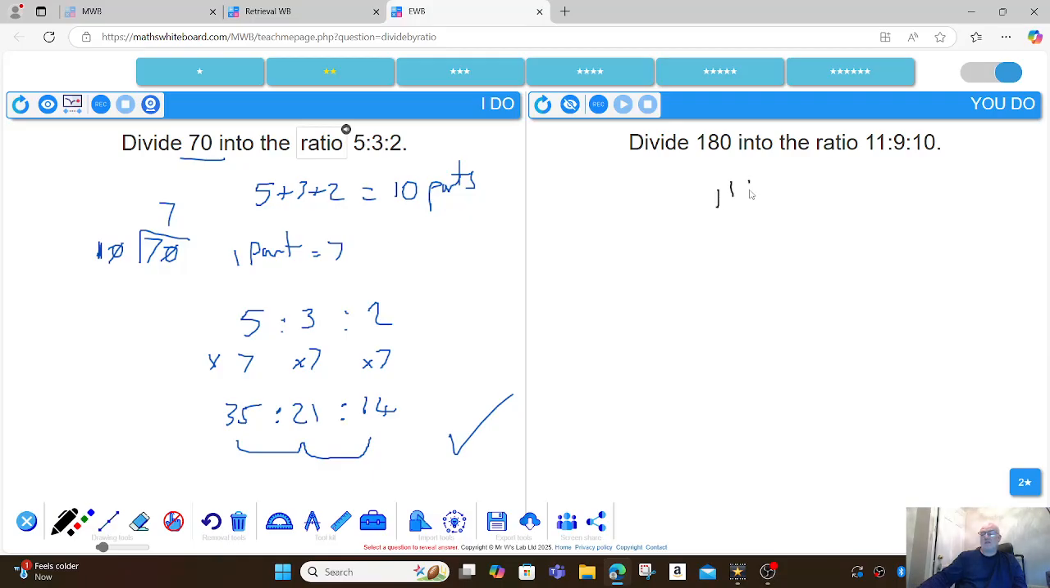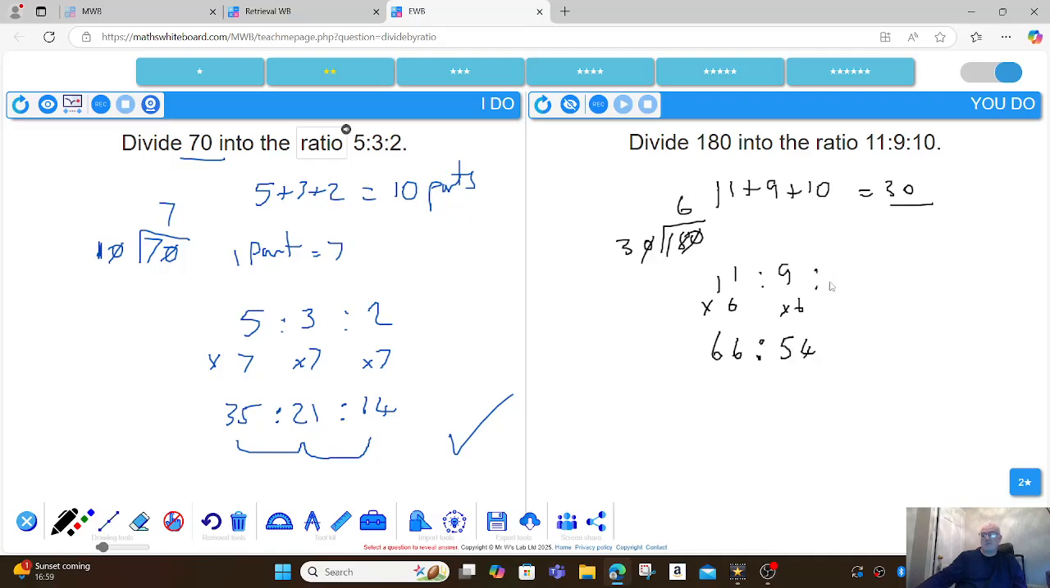Okay, so 11 plus 9 plus 10 gives me 30. 180 divide by 30. Let's divide by 10 to make it a little bit easier. 3 into 18 goes 6. So I'm going to do 11 times 6, which is 66. 9 times 6, which is 54. And 10 times 6, which is 60. So 66, 60, and 54.